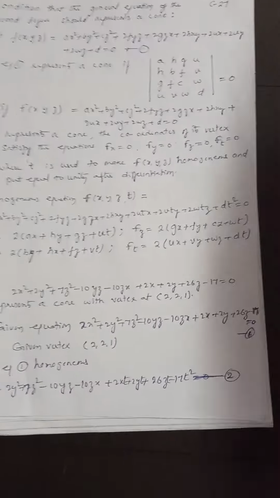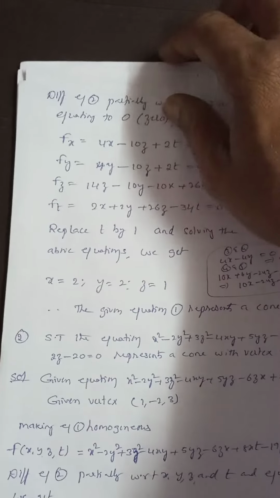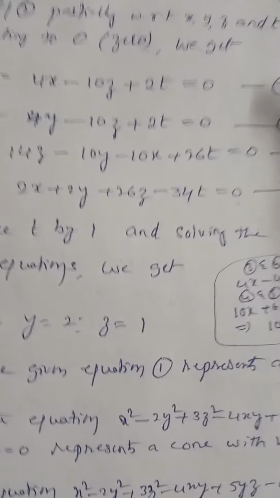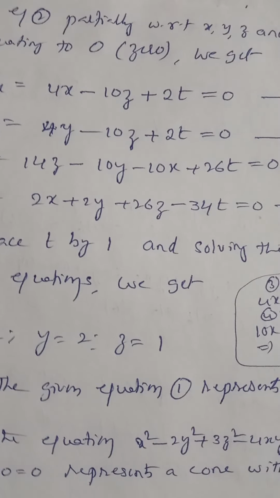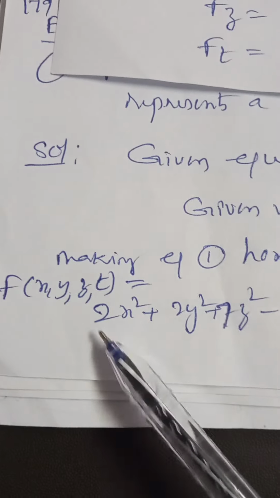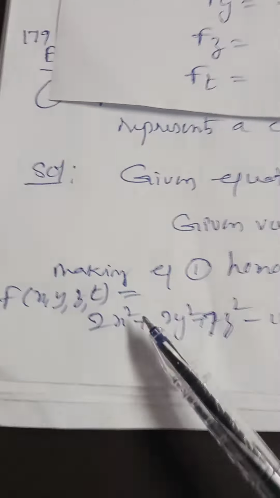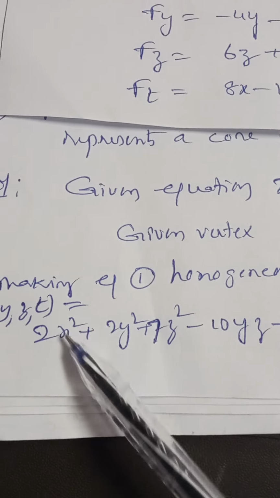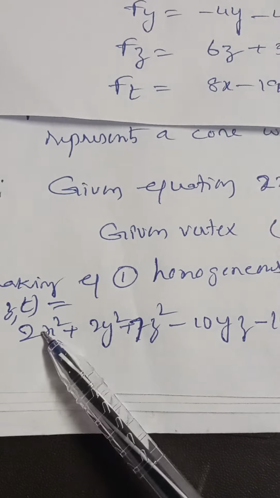After getting the homogeneous equation, what do we have to do? We have to differentiate it partially with respect to x, y, z, and t. Now see here, equation 1. If you differentiate it partially with respect to x, keeping other variables constant, what will you get? The partial differentiation of 2x² is 2 into 2, that is 4x.